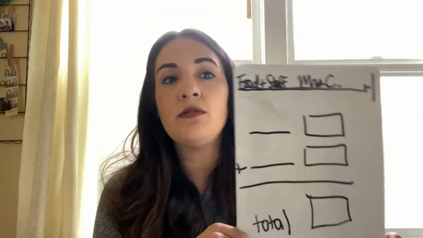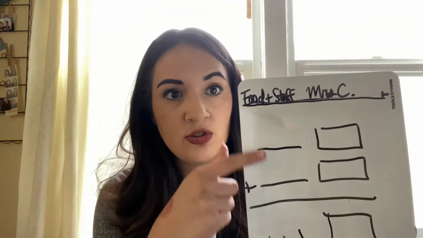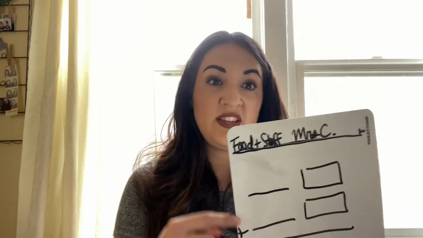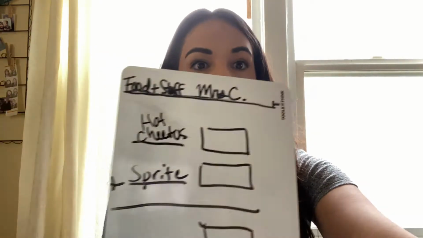All right, so now we're going to pretend to buy two items, okay? So we're going shopping. What's something that maybe you would like to purchase? Two things, okay? I'm going to purchase some hot Cheetos, and something to drink. So I'll take a Sprite. Hot Cheetos and a Sprite. Those are going to be on my receipt, okay?